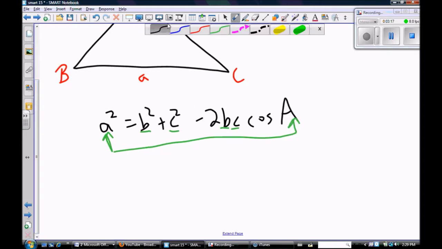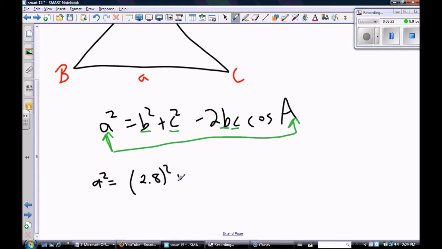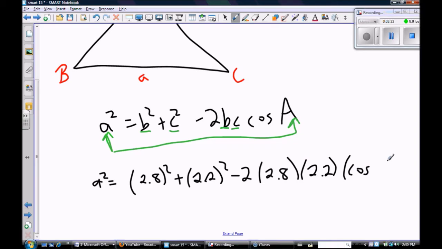Okay, so a squared equals b squared plus c squared minus 2bc cosine A. All right, so obviously make sure your calculator is in degree mode, and then just start doing the math.